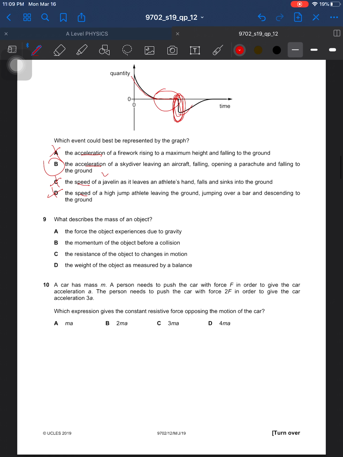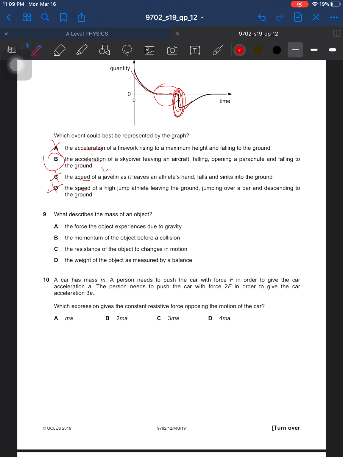Okay, let's go to question number 9. What describes the mass of an object? This is a definition. We know that mass of the object is closely related to its inertia. And inertia is the tendency to resist a change in its state of motion. So C. Okay, let's go to the last question.